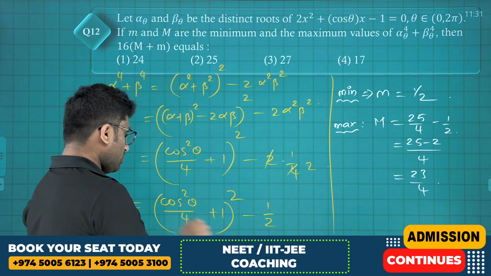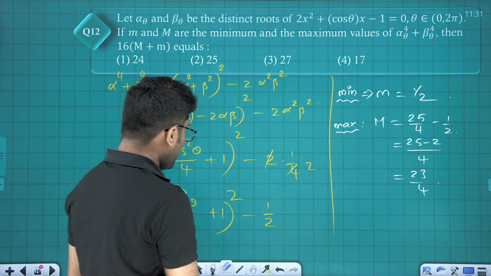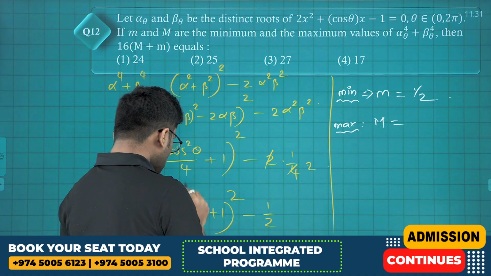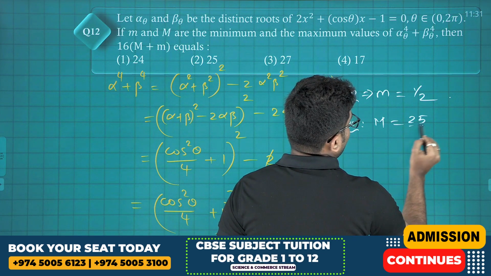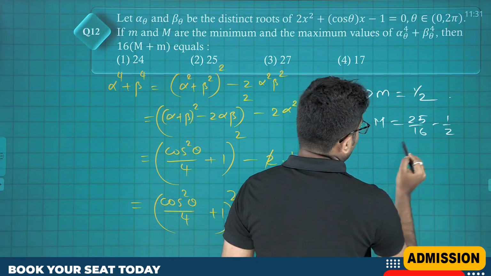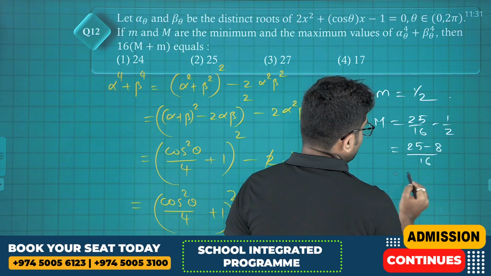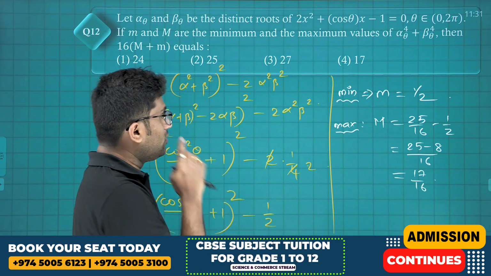Sorry. So that is nothing but now finally 1 by 4 plus 1, 5 by 4 whole square, 25 by 16 minus 1 by 2. So 25 minus 8 divided by 16, which is 17 by 16. Okay. This is the maximum value and the minimum value is 1 by 2.